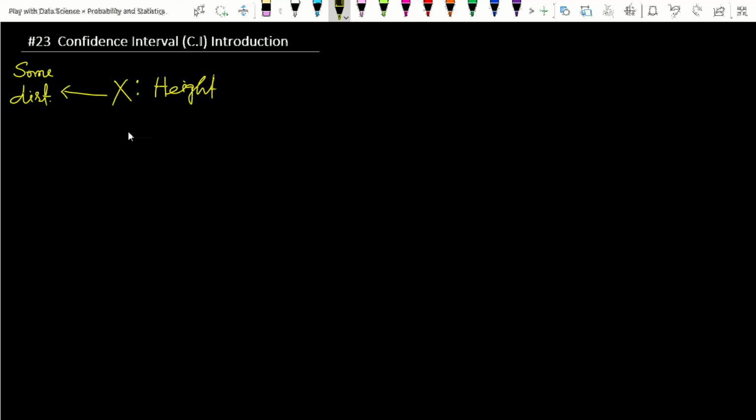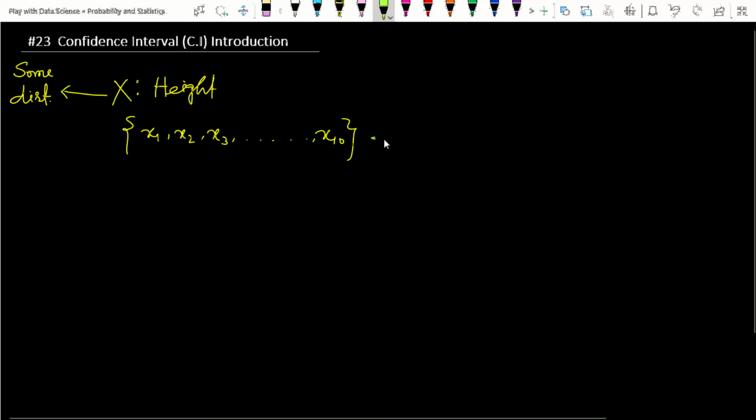From this distribution we have collected some observations of this random variable. Suppose we have collected observations like x1, x2, x3. Let's say we have collected 10 observations of this random variable, meaning the height of the students. These observations are called a random sample from x of size 10. This is the random sample that we have collected from the random variable x, and the collected samples are called the observations.